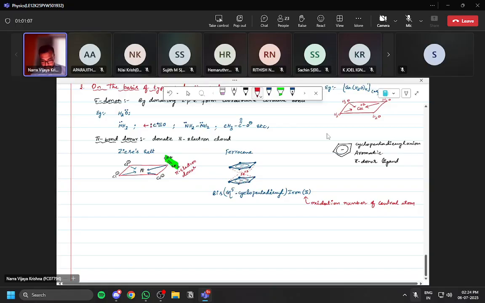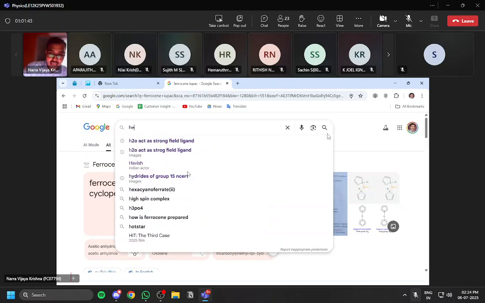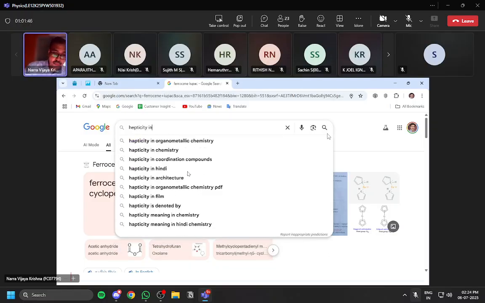This eta is called hapticity. Denticity is different. What is denticity? Lone pair electron donor: denticity. This is called pi electron donation. Generally in coordination number, as we discussed, we will not count pi electron donation. Right? We call it hapticity. Hapticity in complexes.